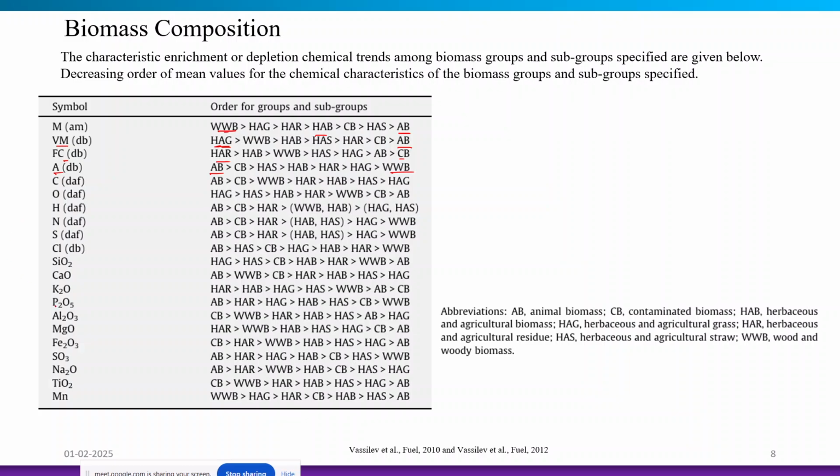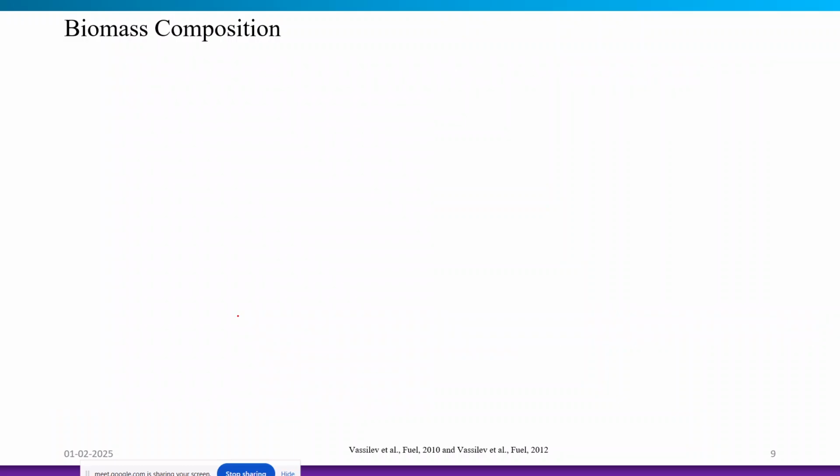You can also refer there are some oxide compounds. So those oxide compounds, based upon that, according to your requirement, you can select your suitable biomass feed source.